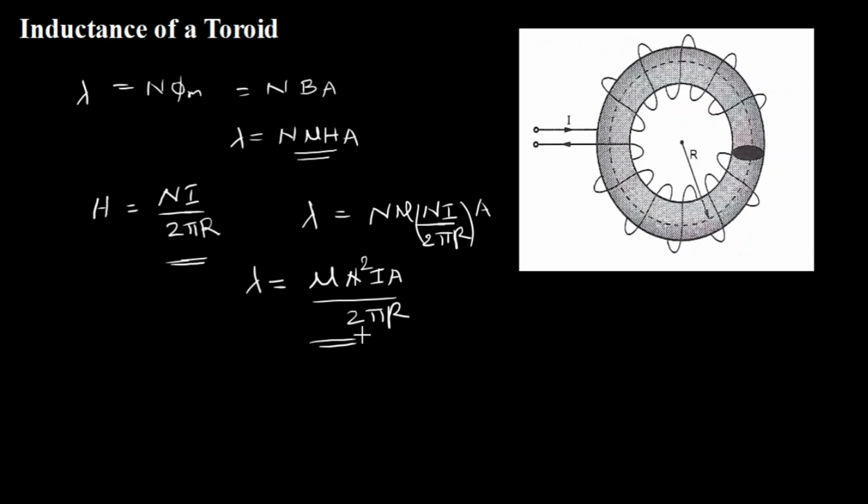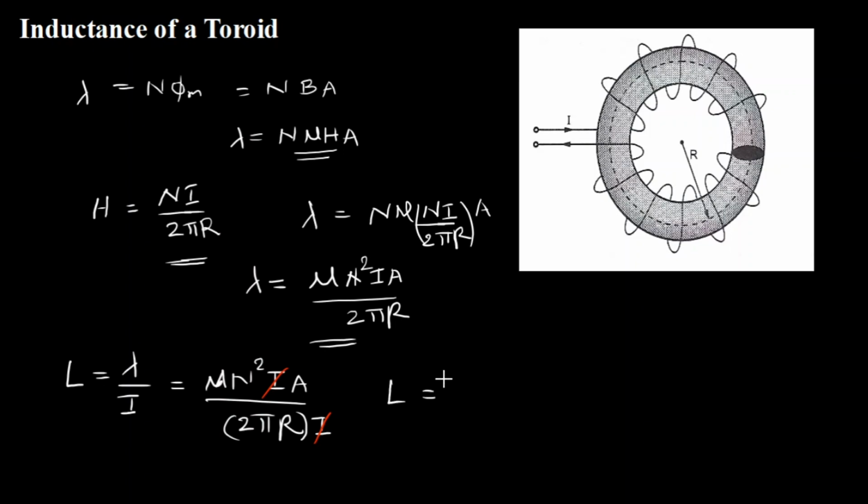Now as you know, the inductance is defined as the ratio of total flux linkage to the current carried, right? So lambda by I. So this becomes mu N square I A divided by 2 pi r, and I have I here, and now this I and this I cancel out. So finally I end up with my L, that is the inductance, as mu N square A whole divided by 2 pi r. So this many Henry is my inductance of the toroid.